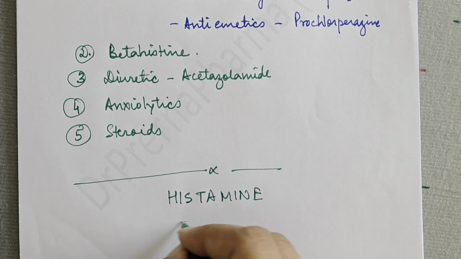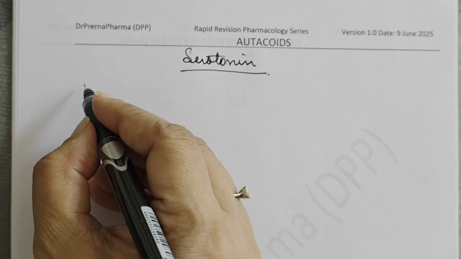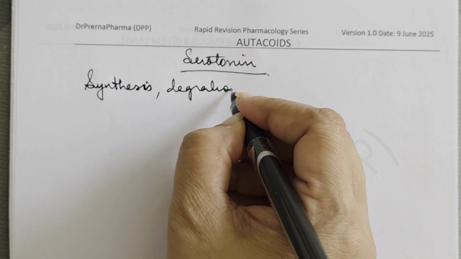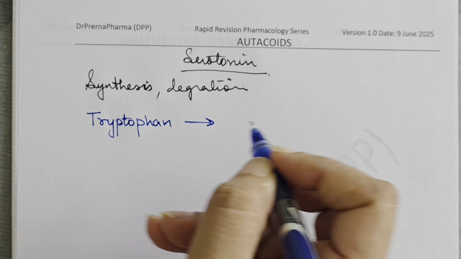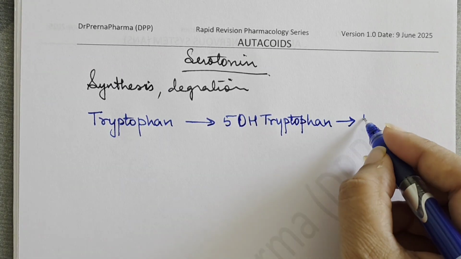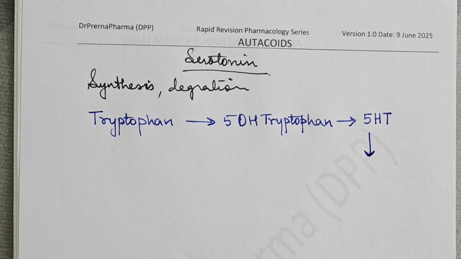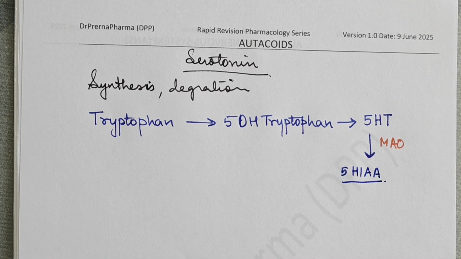Next we take serotonin. Now let's see serotonin. First we will study the synthesis and degradation of serotonin. Serotonin is basically synthesized from tryptophan, an amino acid. Tryptophan is converted into 5-hydroxytryptophan, and this is converted into 5-hydroxytryptamine, which is serotonin. Serotonin is further metabolized by MAO enzymes to form 5-HIAA, 5-hydroxyindole acetic acid, a metabolite which is finally excreted in the urine. So this is how serotonin is synthesized and metabolized.